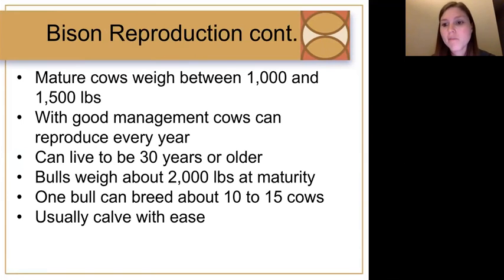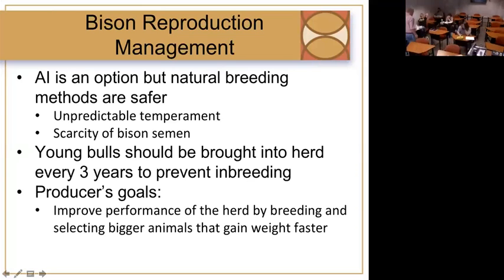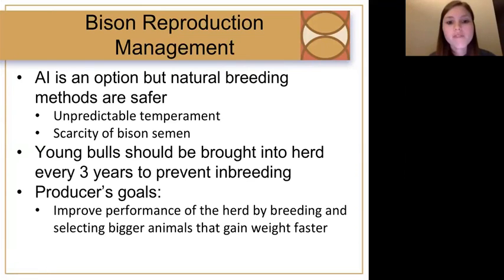Buffalo usually calve with ease. We talked about dystocia with cattle, that term for calving difficulty. Buffalo bison typically don't have a problem with this because, like John said, some of them do live in the wild, and they are a pretty wild species, so they have evolved to calve with ease and not need much assistance. So that's a difference there. Some breeds of cattle can have quite a bit of problems. That's something about bison.